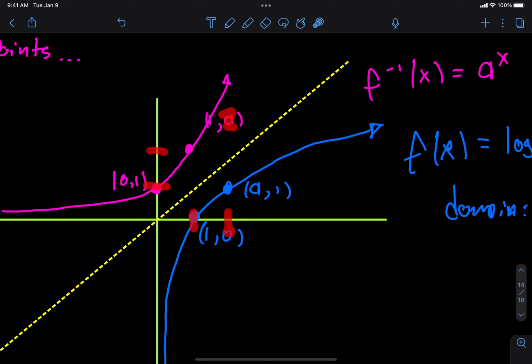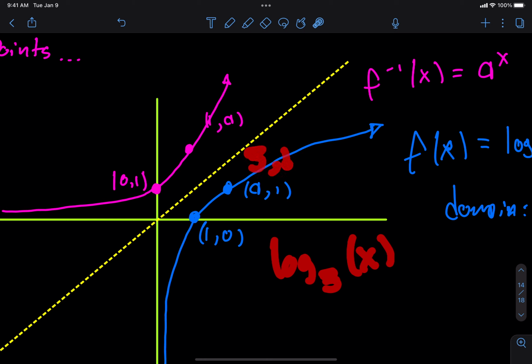What I'm trying to show you is, in general, what will the 2 points be on the graph? So if you're doing log 3 of x, then what is this point going to be? It's going to be the point 3, 1. If you're doing log 4 of x, it'll be 4, 1. If you're doing log 1,000,000 of x, it'll be 1,000,000, 1.